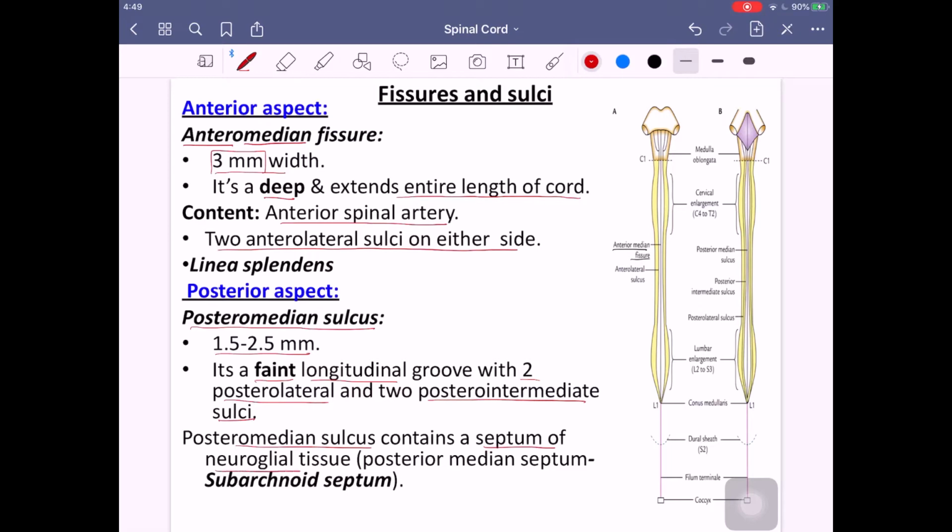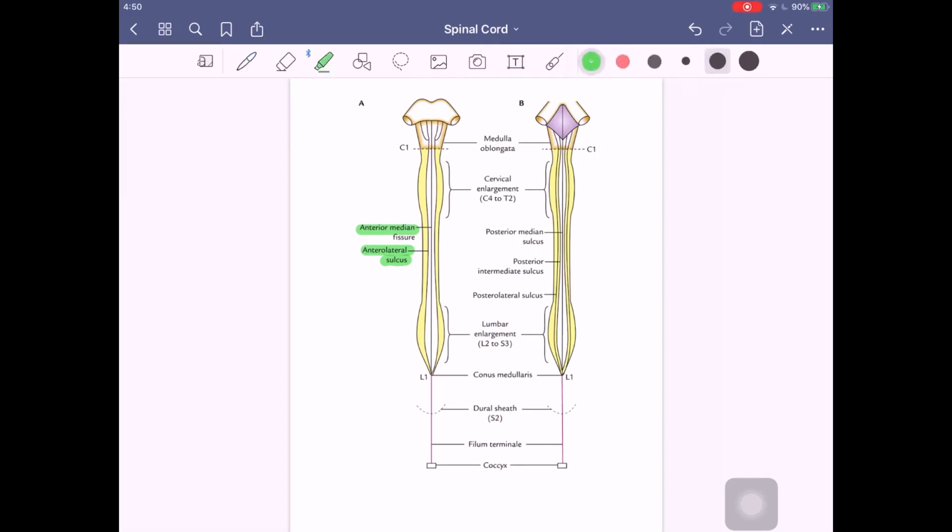The posteromedian sulcus contains a septum of neuroglial tissue called the posterior median septum. Similarly, the anterior one contains the pia mater modification called the linea splendens. So this is the modification we have here, and here we have the modification called the subarachnoid septum.